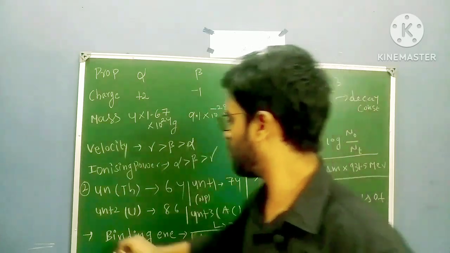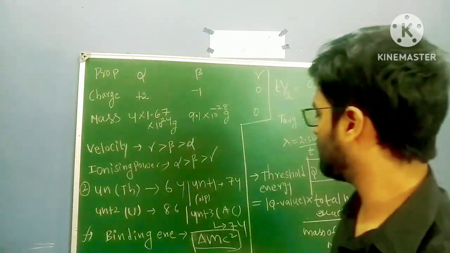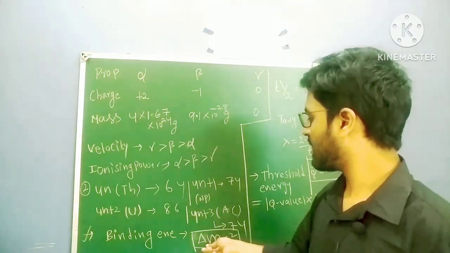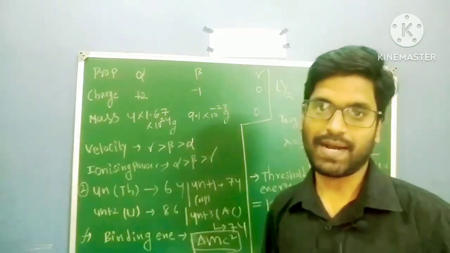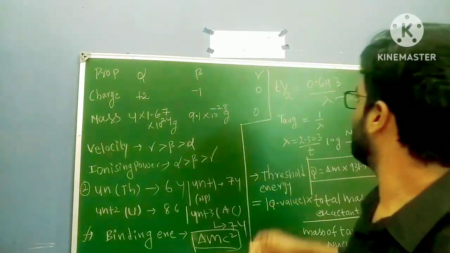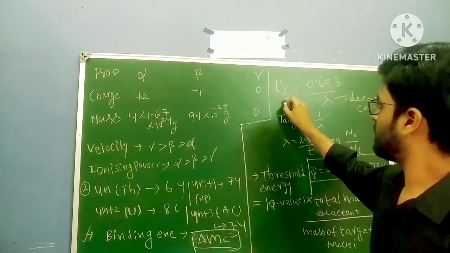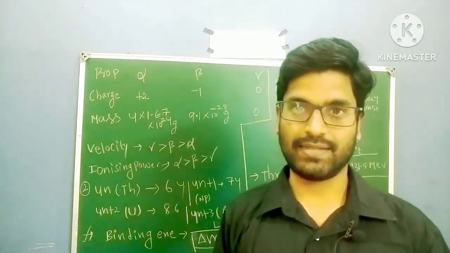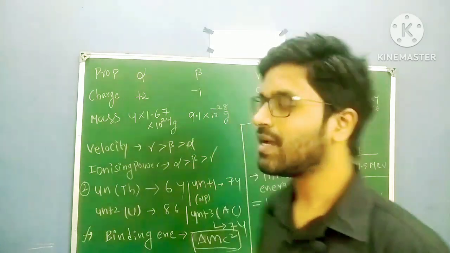Next, binding energy. This is also a very important formula, you have to remember it and do the questions on this. Energy E equals delta m c square. Here delta m is the change of mass, so mass of the reactant minus mass of the product, delta m c square. Next one is half-life. Nuclear chemistry always follows first order kinetics, first order reactions.